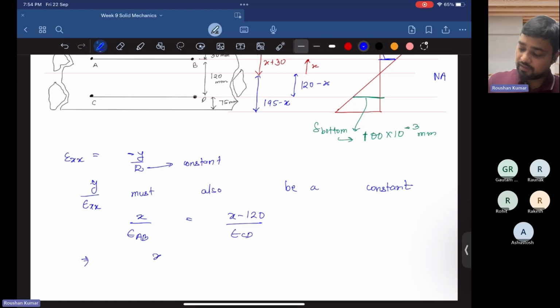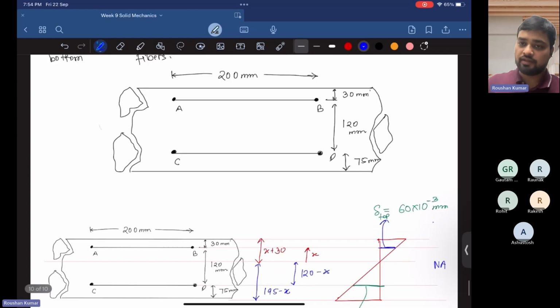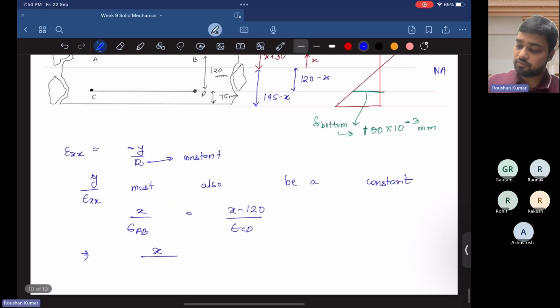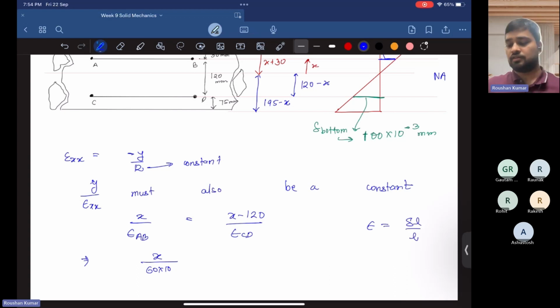And what is epsilon AB here? It is already given in the question. Epsilon AB is plus 60 into 10 to the power minus 3. So what is epsilon? Delta L upon L, that is change in length. In the first fiber AB, the length increases by 60 into 10 to the power minus 3 mm. So delta L is 60 into 10 to the power minus 3 mm upon L. The original length of the fiber is 200 mm, already mentioned in the question.